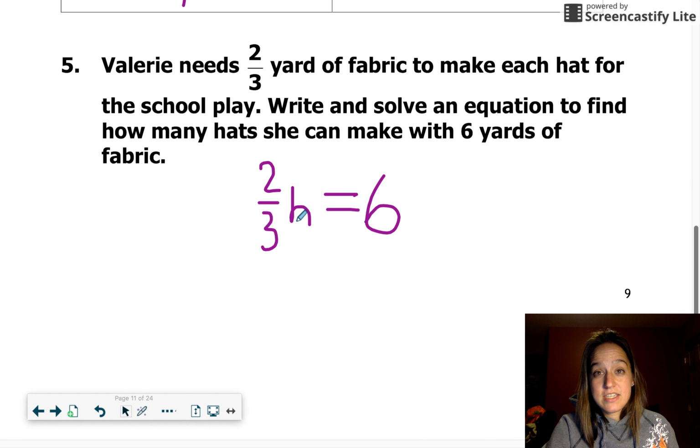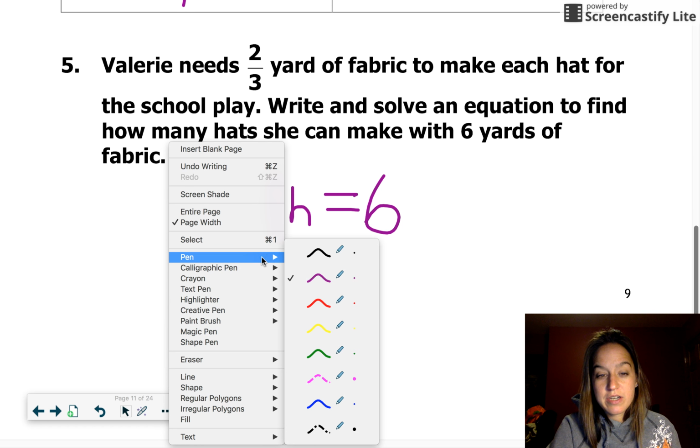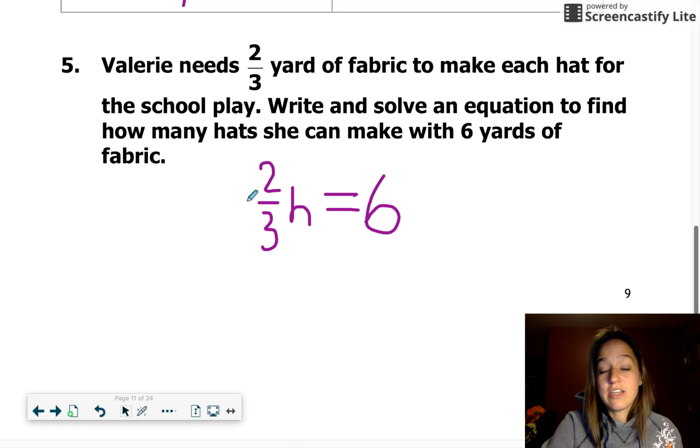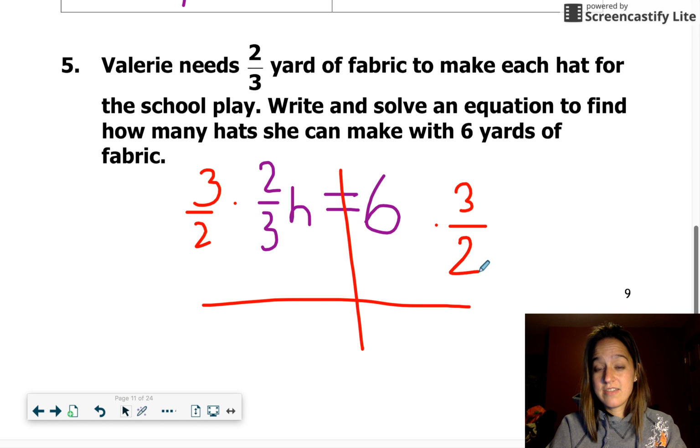So, 2/3 times H. It's a fraction coefficient. To get rid of a fraction coefficient, I multiply by the reciprocal. And I'm going to show this to you using a different color because it makes the most sense, because then you can see it. So I make my upside down T, which is going to be a little slanted because, again, I'm attempting to do this on the computer. And I'm multiplying. The reciprocal of 2/3 is 3 over 2. Multiplying times 3 over 2.